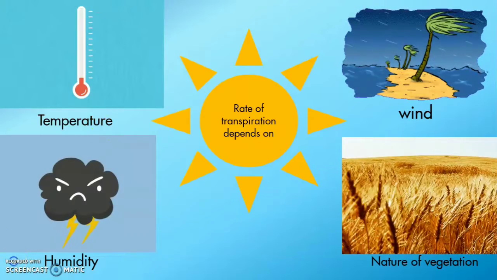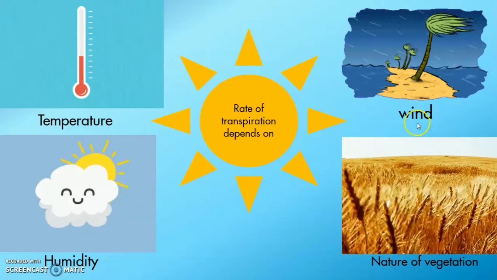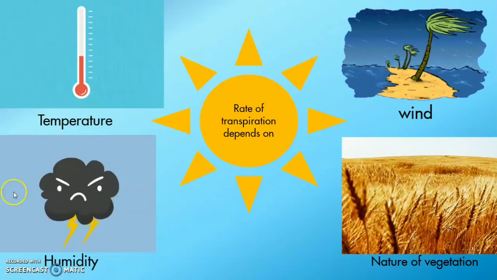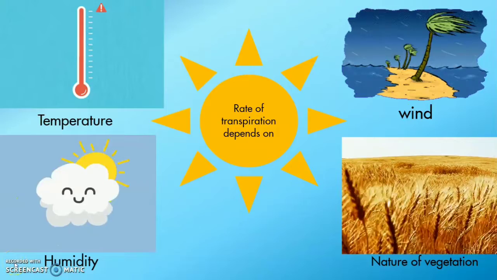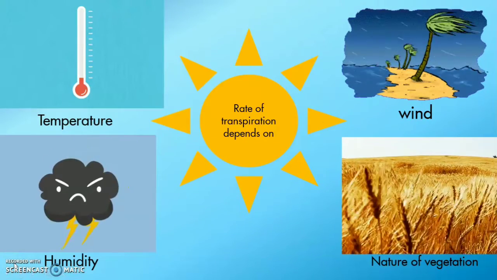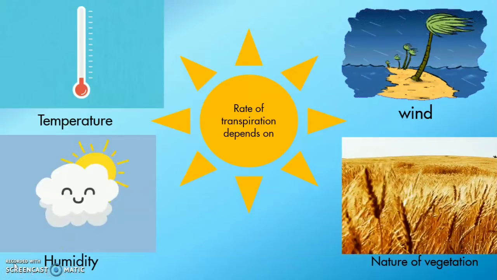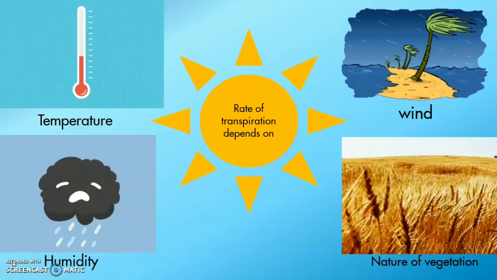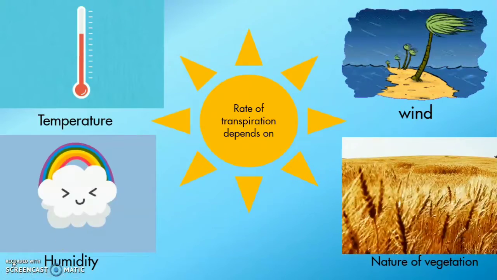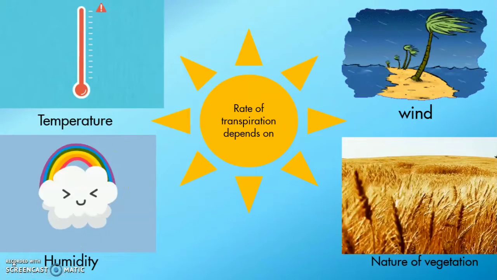Is it clear? The next factor which affects transpiration is wind. If the wind speed increases, transpiration also increases. And if the wind speed decreases, transpiration also decreases. Because when the speed of wind is more, the saturated air around the leaves is removed, which allows it to transpire. Is it clear, children?